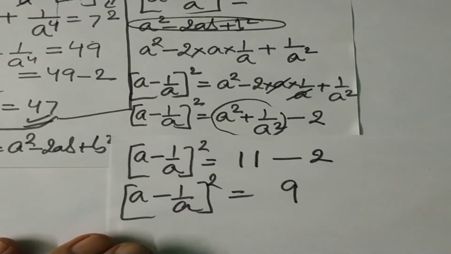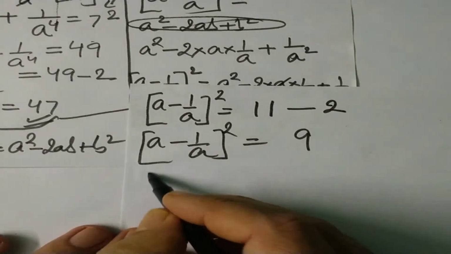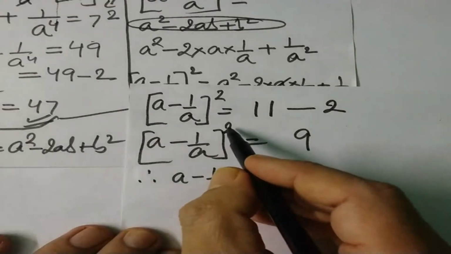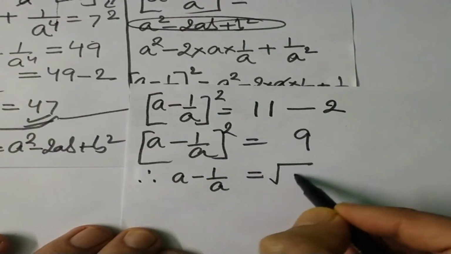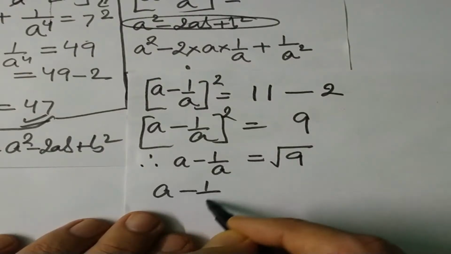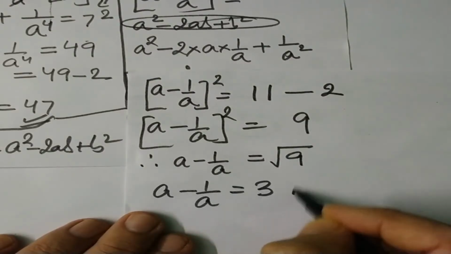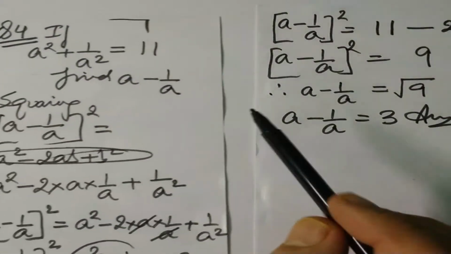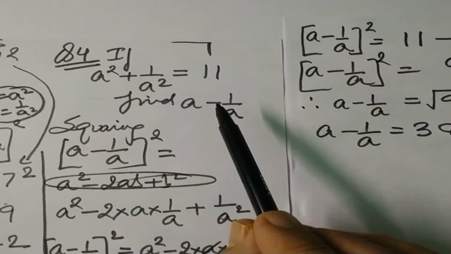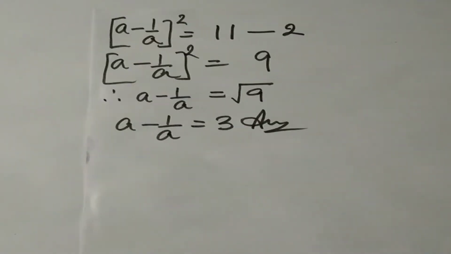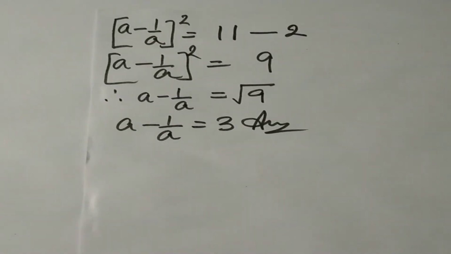Got it? Now after this, a minus 1 upon a is equal to, we will remove the square, the square root of 9, and it will become a minus 1 upon a is equal to 3, which is my answer. In the question it was asked, find the value of a minus 1 upon a. So I have got the answer, a minus 1 upon a is equal to 3.